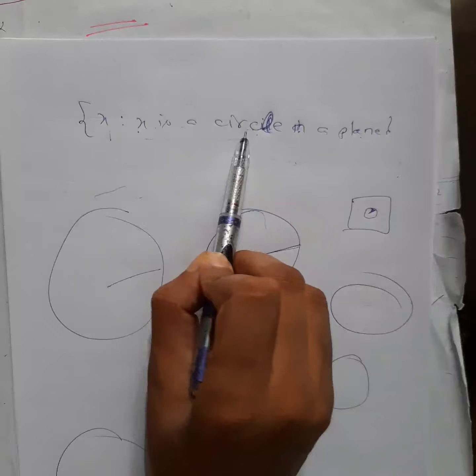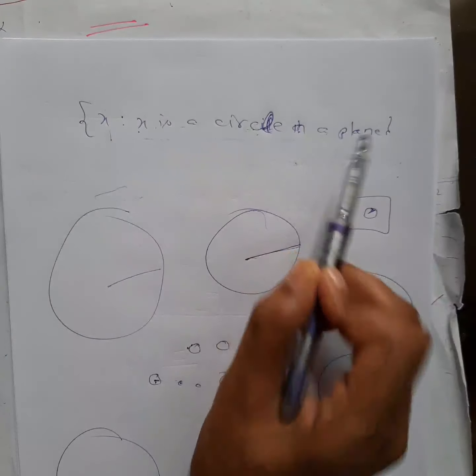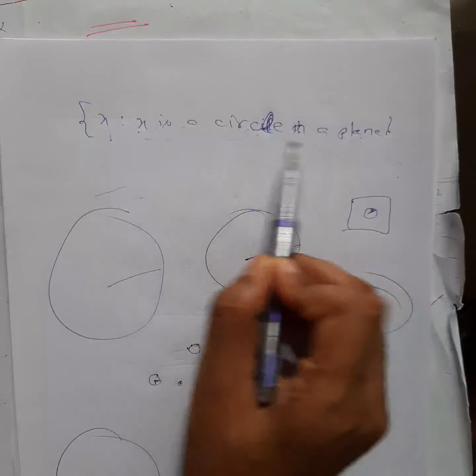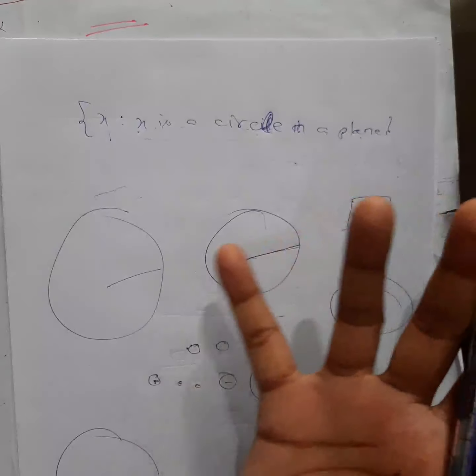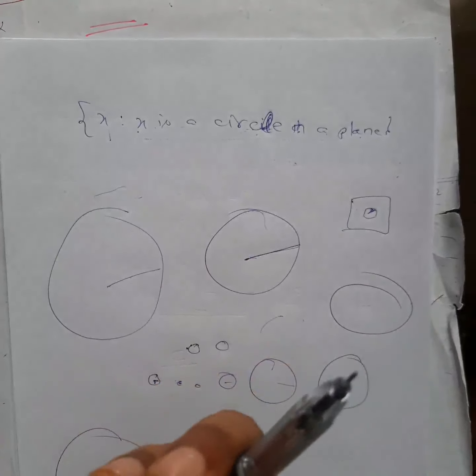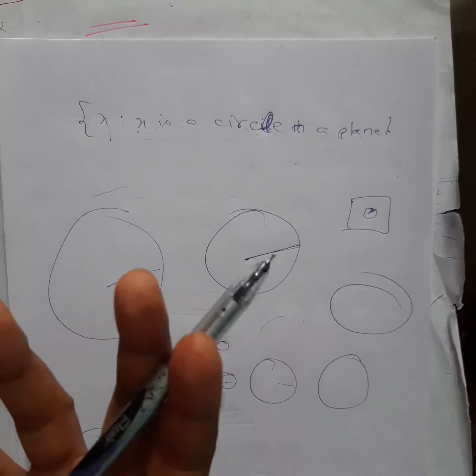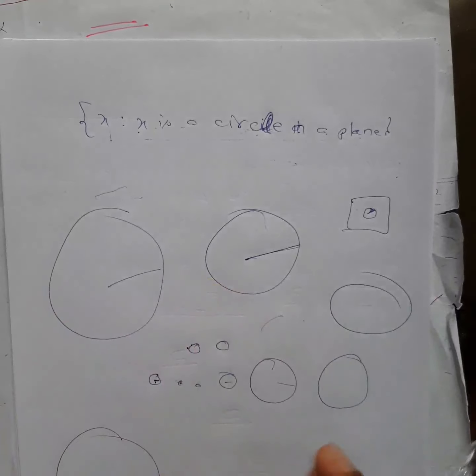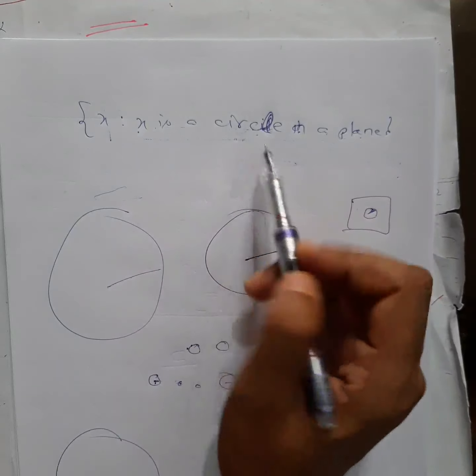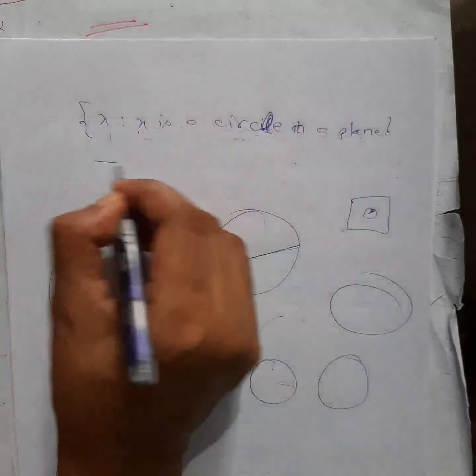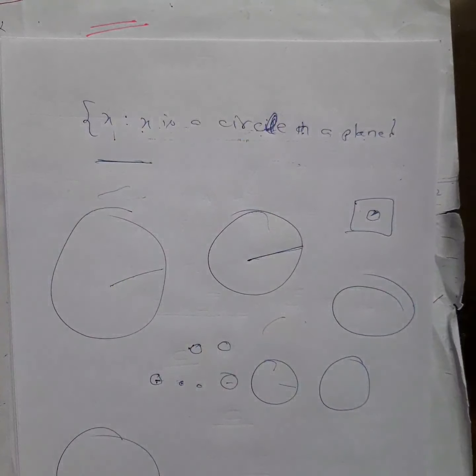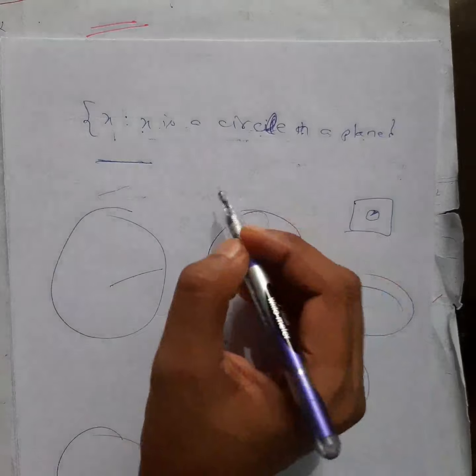X is a circle in a plane. When they say it like this, we understand that this is a collection of all kinds of circle. It might be radius 2 centimeter, 3 centimeter, 5 centimeter, a big one, does not matter, all the collection will be here. Okay, so next set.